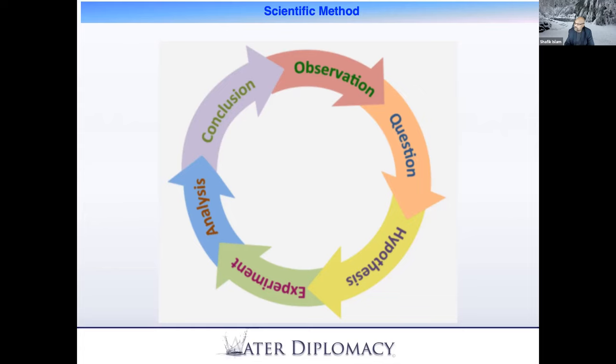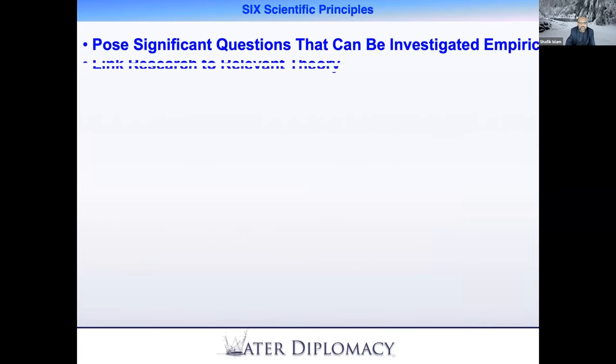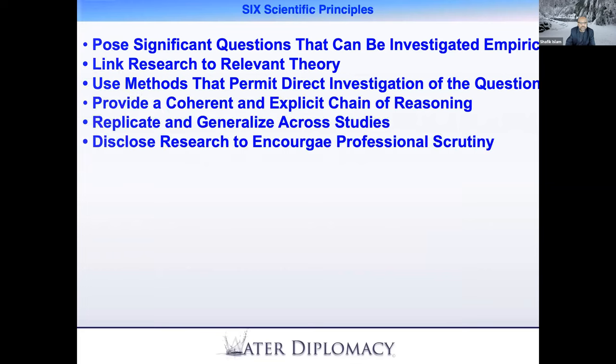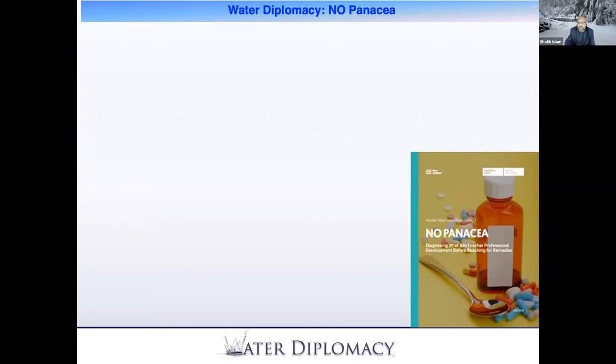I don't think, however hard we try, that we'll be able to separate them. That's the reason the scientific method is important, because you need to keep this idea of experimentation valid. So you observe, you ask questions, you hypothesize, you experiment, analyze, conclude, and keep doing this. Recognize that basically there is no panacea here.